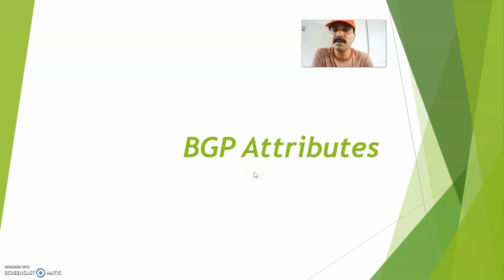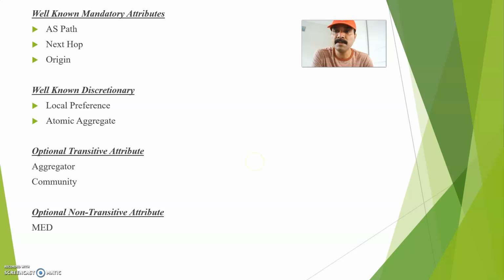And today the topic I'm going to discuss is BGP attributes, which are used to control the routing updates. By means of BGP attributes, we can either influence the inbound or the outbound path or traffic. These attributes always show up in the BGP routing table. So let us discuss each and every attribute one by one.